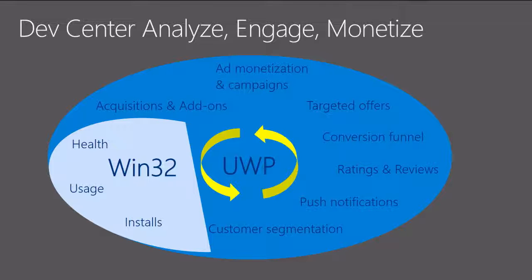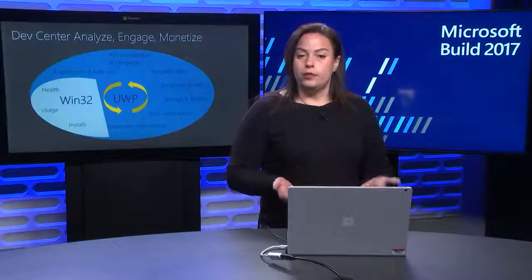For Win32 apps, or for those that are not published through the store, we're going to start with bringing you some of the analytics around health and crash reporting and reliability. That will be familiar to you if you have a modern app: the same data sources that we pull from to show those reports, usage data, and additionally install data. So all these features will be coming out for Win32 desktop apps.